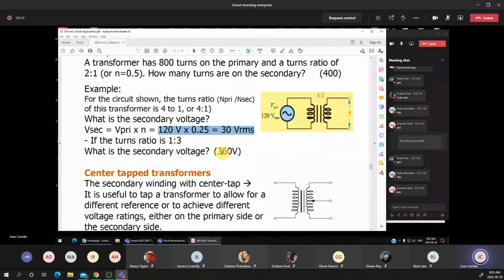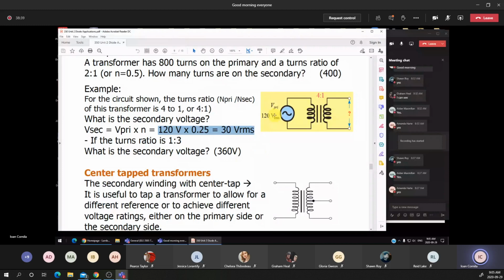Make a change, please, in your notes. I made it in my lectures, but I forgot to make the change in D12. Instead of 390, it is 360. It's actually 3 times 120, which makes 360 volts RMS in the secondary.